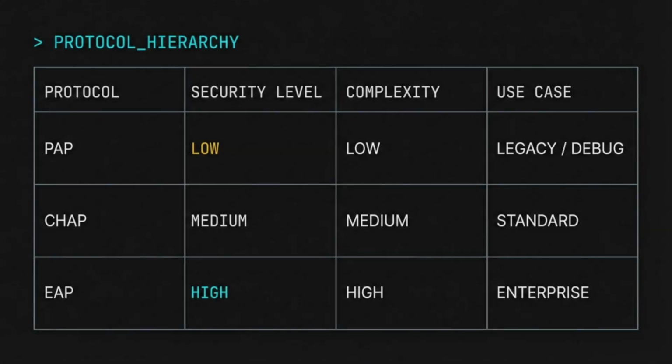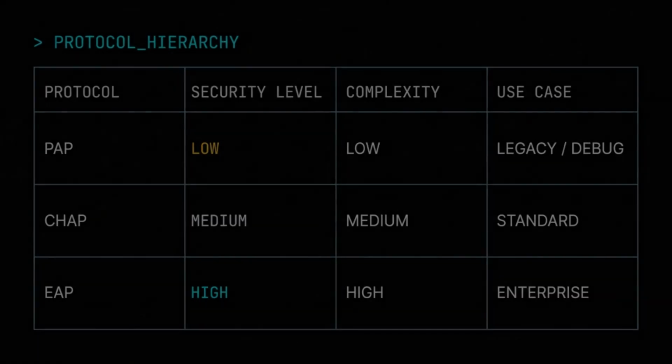So when you lay them all out, a very clear hierarchy emerges. PAP is right there at the bottom: low security, low complexity, which means it's really only for legacy systems or maybe some debugging. CHAP is that solid middle ground, a good standard with a nice balance. And then at the very top, you have EAP, offering high-end security for those complex, demanding enterprise networks.